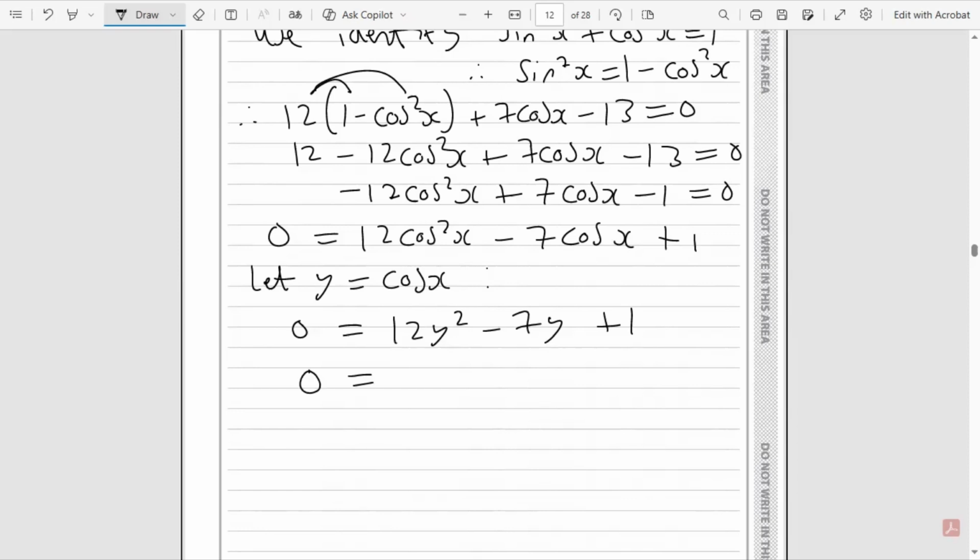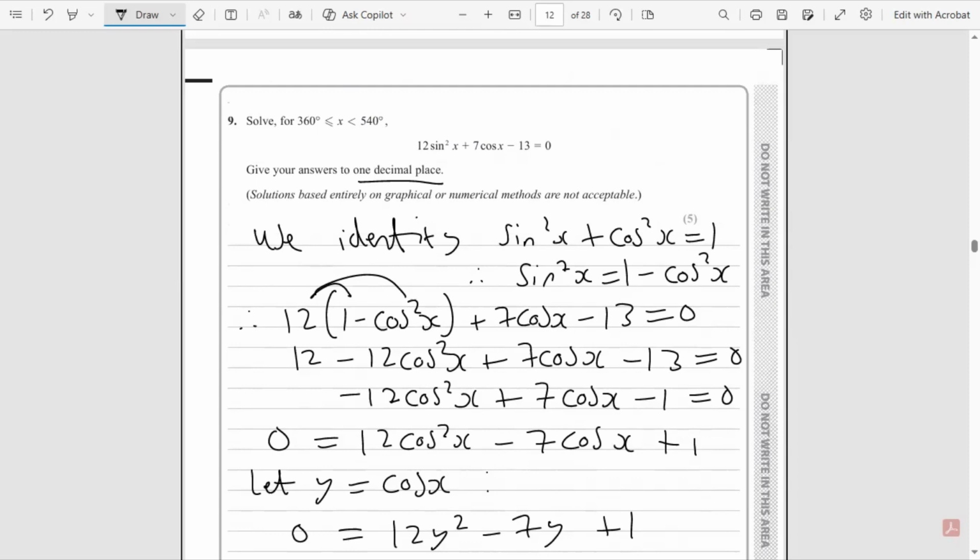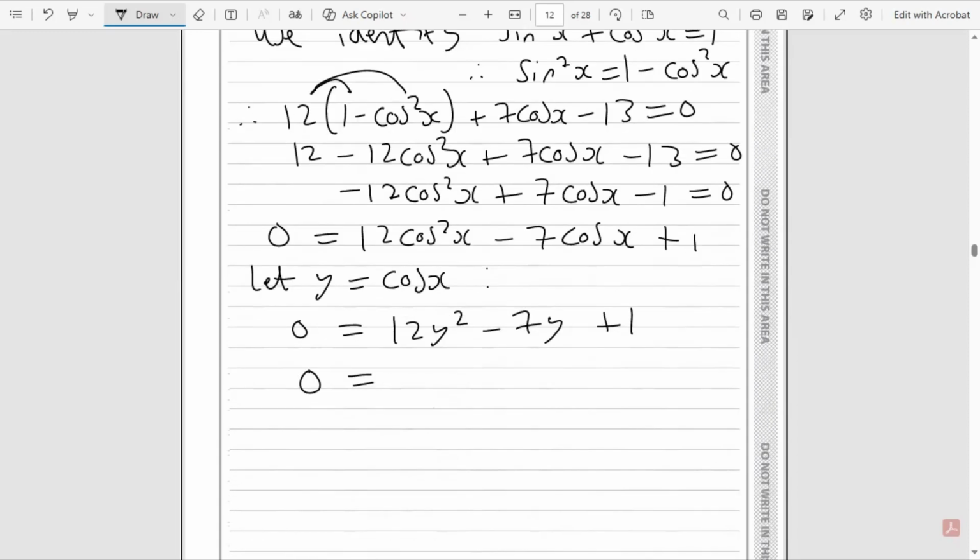If we scroll up to the question, you'll see that they say in brackets, solutions based entirely on graphical or numerical methods are not acceptable. There is no mention in this question that we must not use calculator technology. You will see in some Edexcel questions, they say that you must not use calculator technology, in which case you would have to factorize, complete the square or use the quadratic formula to solve the quadratic. In this question, they don't mention that. So you could just use your scientific graphical calculator to get the solutions of this quadratic on the equation solver mode. I will just try and factorize it here so you can see how this factorizes.